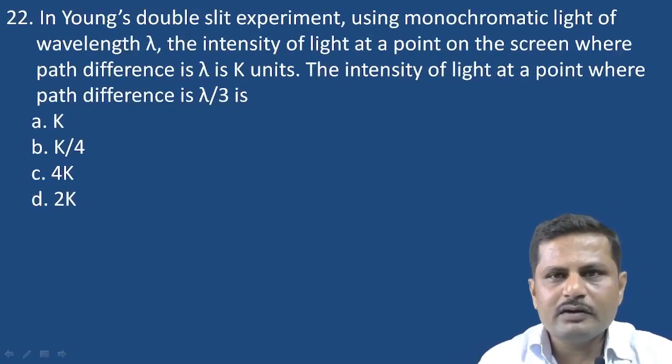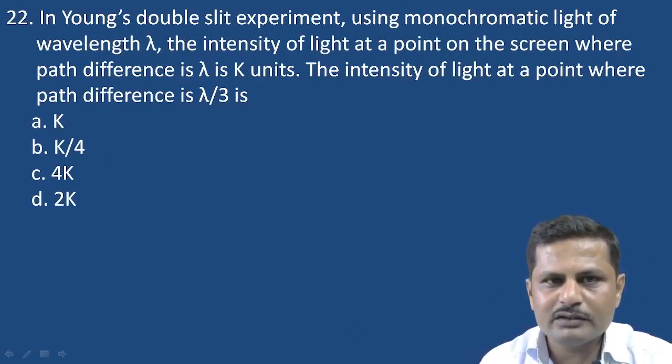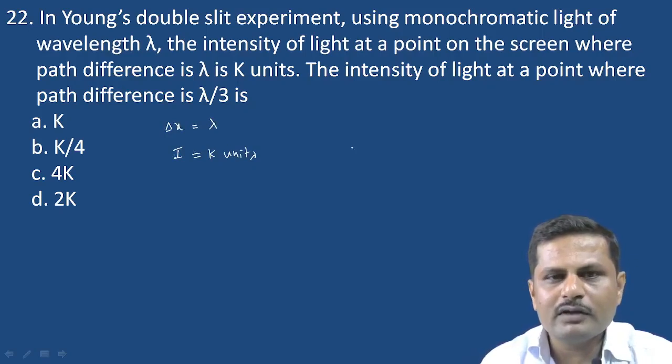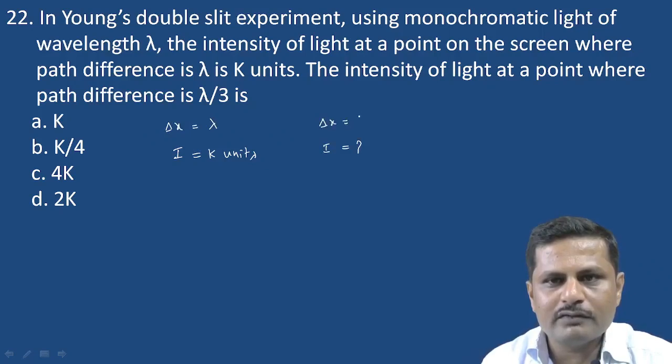In Young's double slit experiment using monochromatic light of wavelength lambda, the intensity of light at a point on the screen where the path difference is lambda is k units. The intensity of light at a point where the path difference is lambda by 3 is? Here the intensity of light I is equal to k units when the path difference is equal to lambda. In the same way, they are asking you to find the intensity at a path difference of lambda by 3.